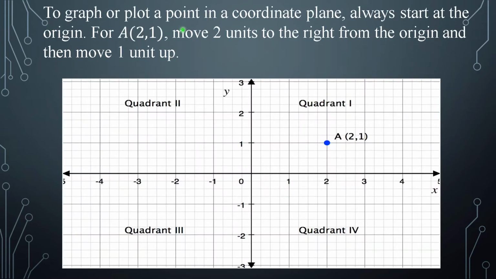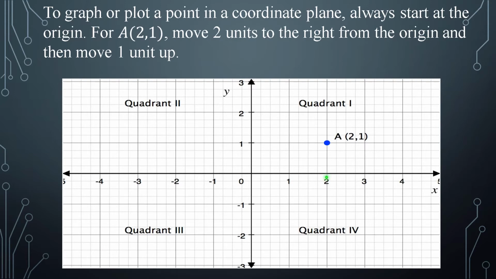To graph or plot a point in a coordinate plane, always start at the origin. For example, point A with coordinates (2, 1), we will start by moving 2 units to the right. So from here, origin, 2 units to the right. Why 2? Because of this 2. That's the x-coordinate. And we will use the horizontal line or the x-axis. So 2 units to the right. Why to the right? Because 2 is positive.